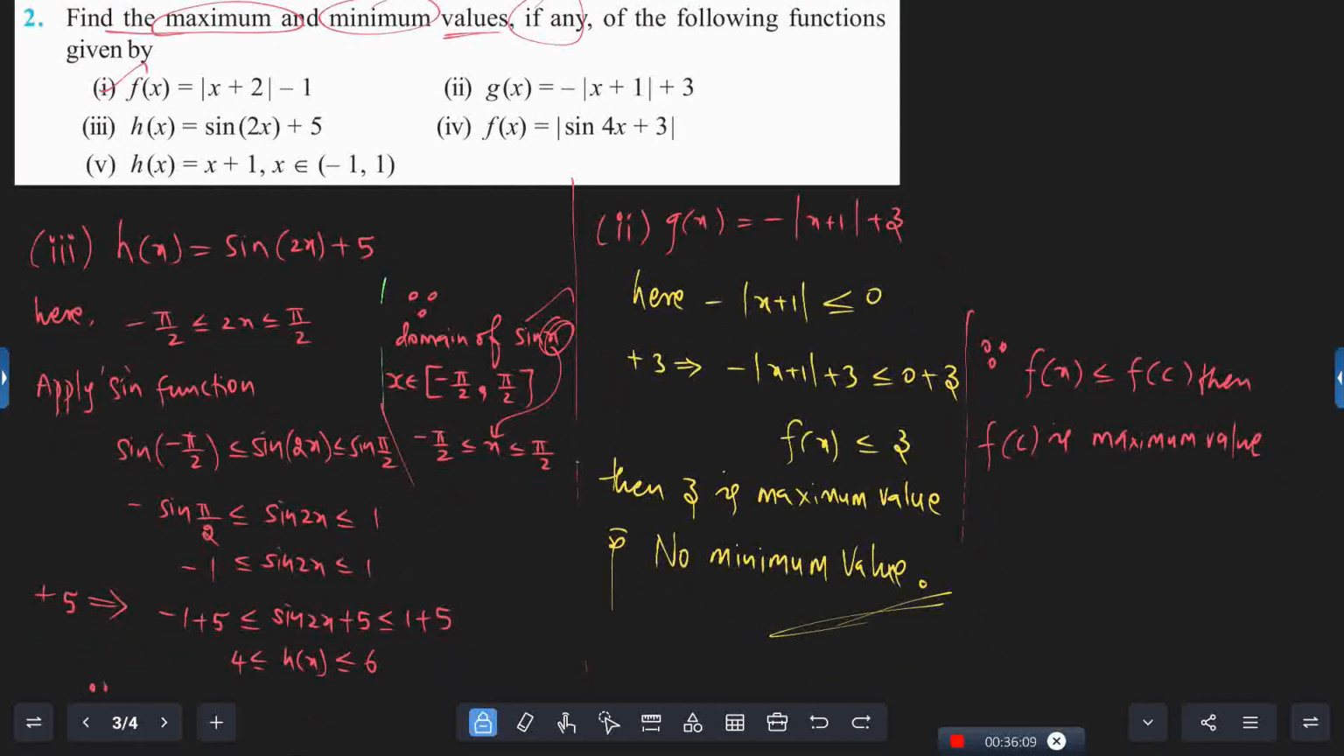Therefore the minimum value is 4 and the maximum value is 6. Maximum value is 6. Okay. That's it. Now the third question will start.